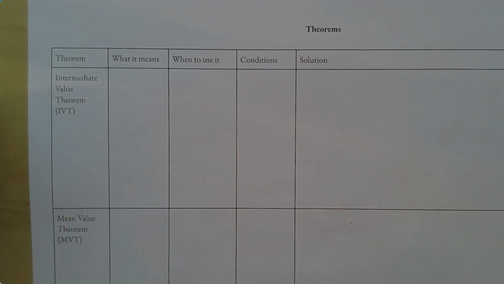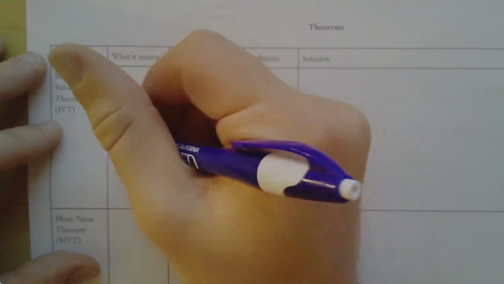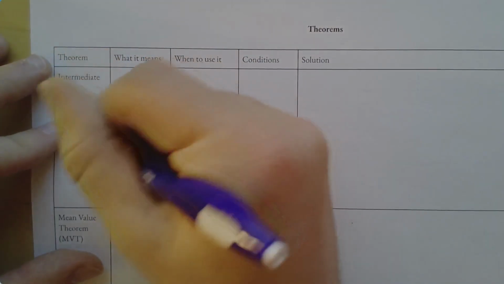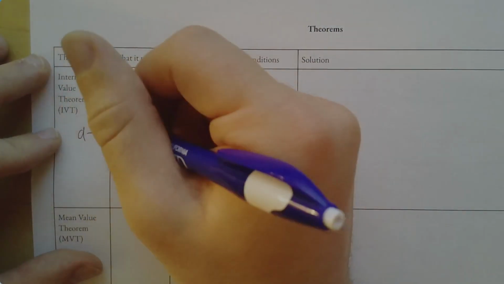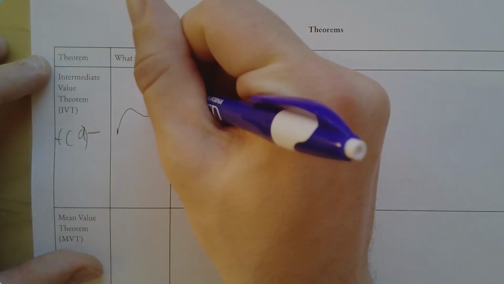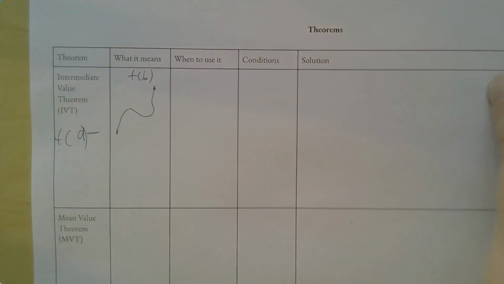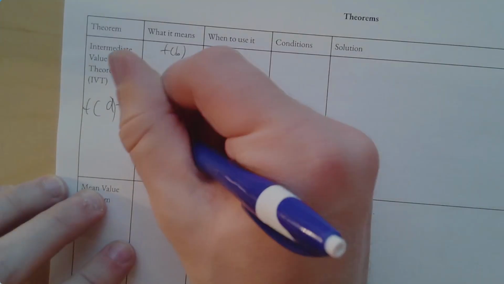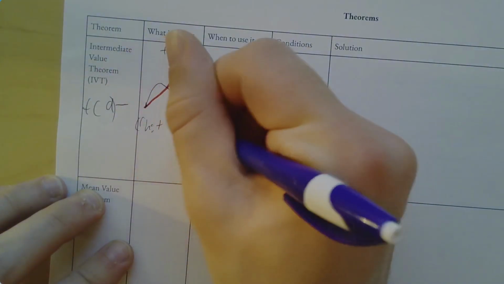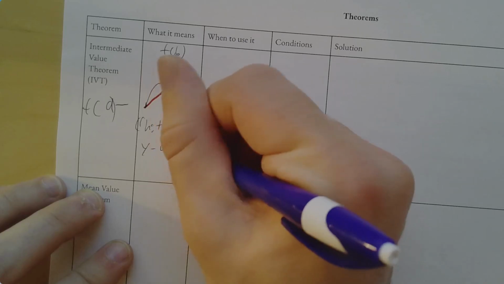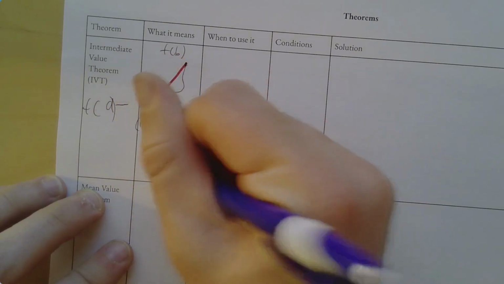What does intermediate value theorem mean? Intermediate value theorem basically is saying if you start here at a, we'll call this f of a, and end here at f of b, then you have to hit all the y values between f of a and f of b. I hope that makes sense.